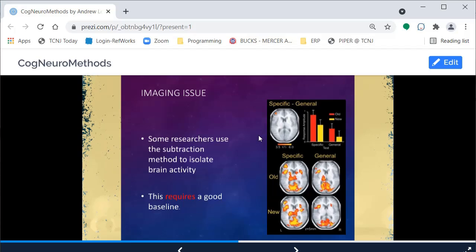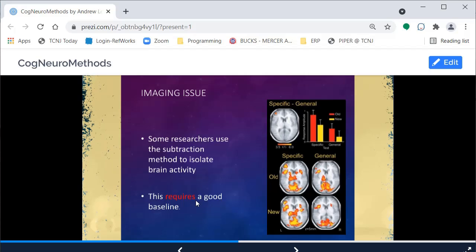So this is an example of a good baseline. Everything else was the same. They isolated the area that would be responsible for making these more specific judgments. But this requires a good baseline.